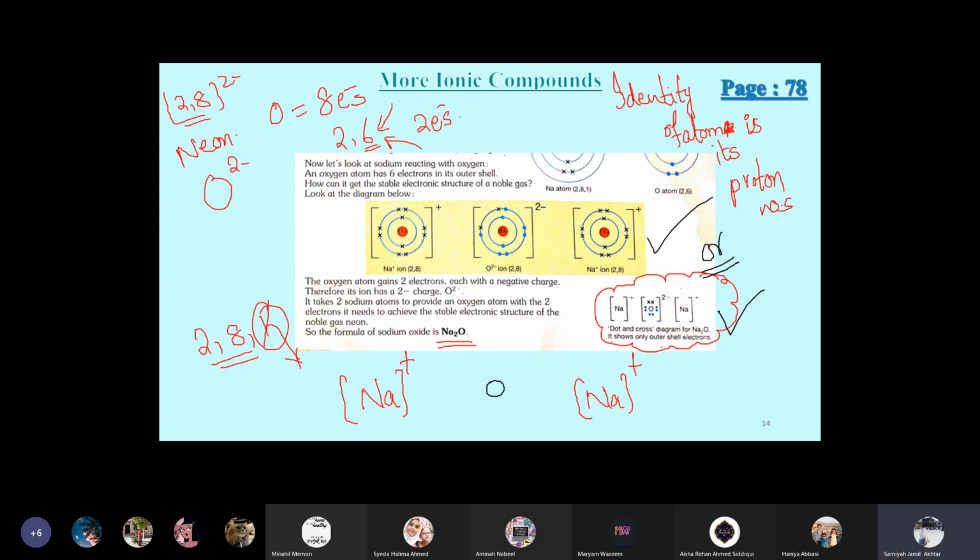And oxygen already has 6 electrons of itself, 1, 2, 3, 4, 5, 6, and 2 electrons from the sodium, one from each sodium, and square brackets 2 minus. So this is also a dot and cross diagram, a simple dot and cross diagram without shells.